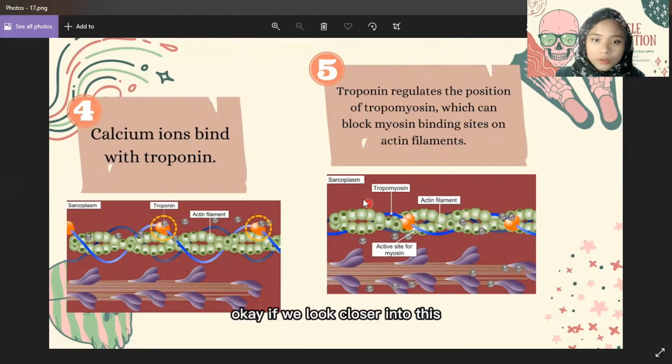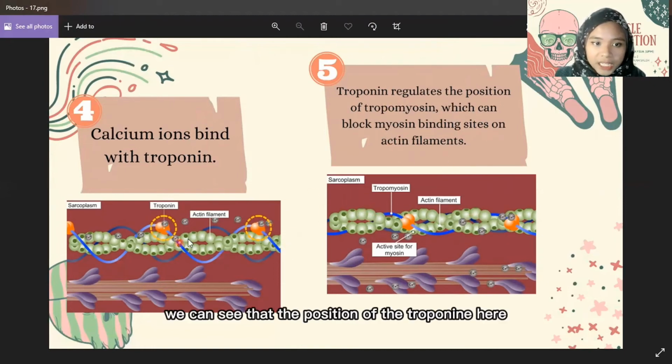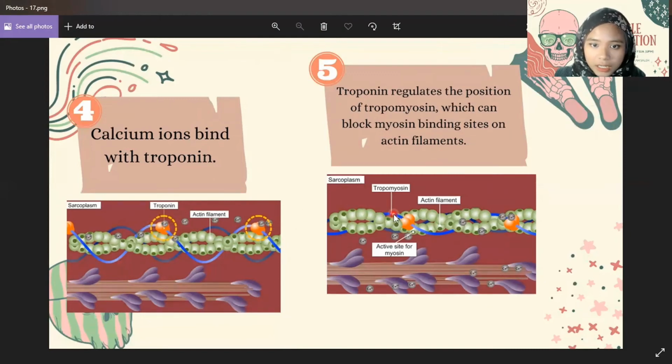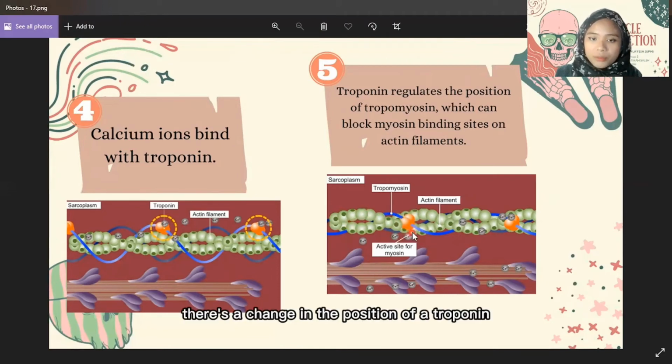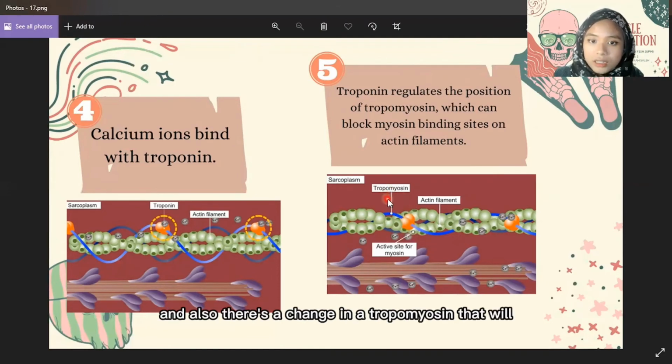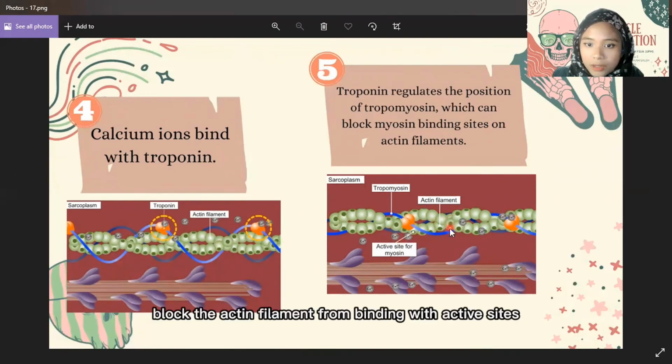If we look closer into these two diagrams, we can see that the position of the troponin, the orange and the blue line, is different between them. In the first diagram the troponin is at the top, and in the second diagram it is in the middle. So there's a change in the position of the troponin, and also a change in the tropomyosin that was blocking the actin filament from binding with the active sites for myosin.